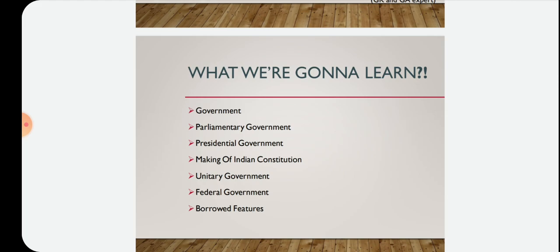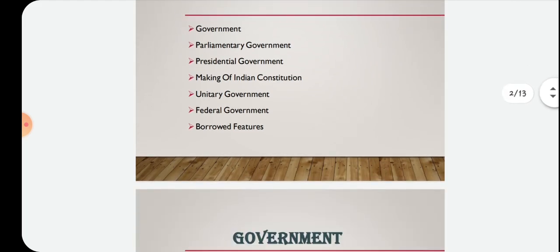So I already told you the difference between polity and politics. The crux of politics can be brought out in the form of governance, which means it can be brought out in the form of a government. You all know what government is. A group of people constituted to work for the development of the country. That particular group of people is known as government.